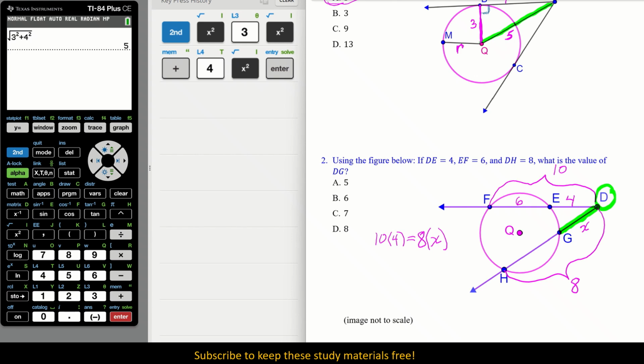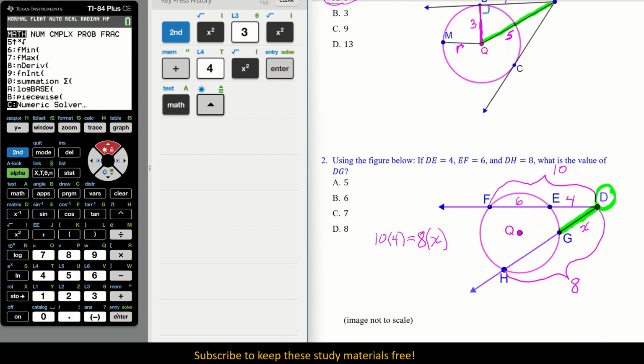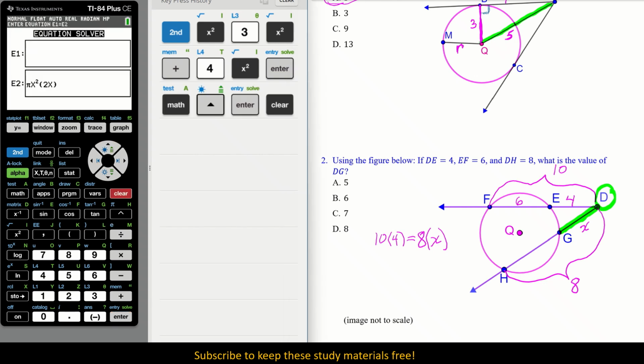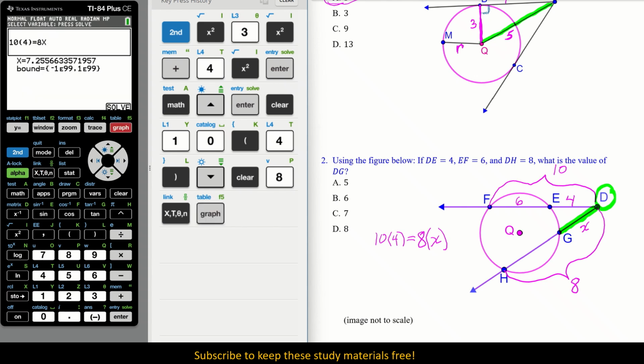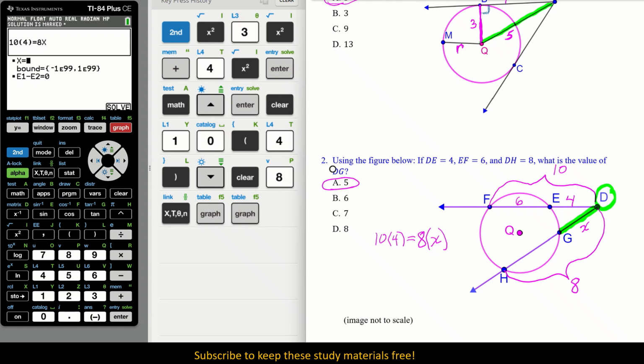Okay, so we could follow through with that, or we can put that in our solver and just get an answer real quick. Okay, so math, arrow up 1, press enter, clear, and that is 10 times 4. And then arrow down, clear out everything you have, and then 8x. Okay, let's push OK, which is graph. Remember, you have to do it twice, and there you go. The value is 5 again, which is a coincidence, but it is what it is. Okay, all right, let's go to number 3.